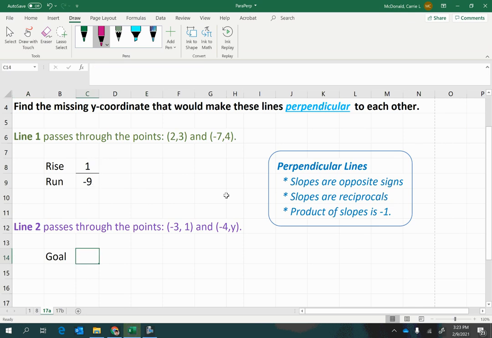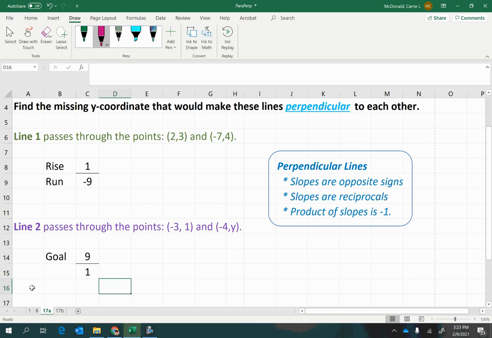But when we get to the second part, our goal is not going to be to have the same slope anymore because perpendicular lines have slopes that are opposite in sign and the slopes are reciprocals, meaning if you flip one, you get the other. Another way of saying that is that when you multiply them, you get a product of negative 1. So now our goal is to have a slope that is positive. Since this one is negative, we want our perpendicular line to have a positive slope. And we want to flip the numbers. So it's going to be positive 9 over 1.